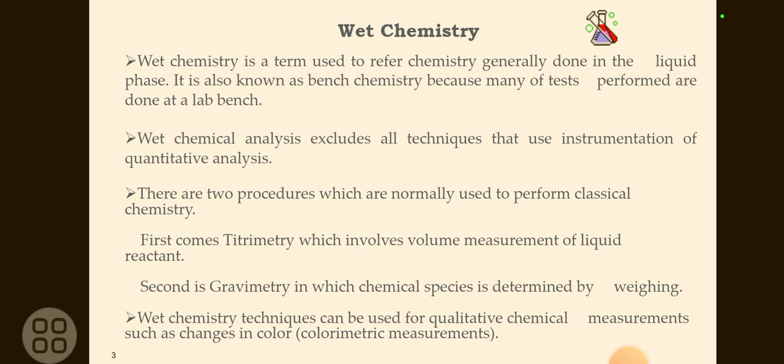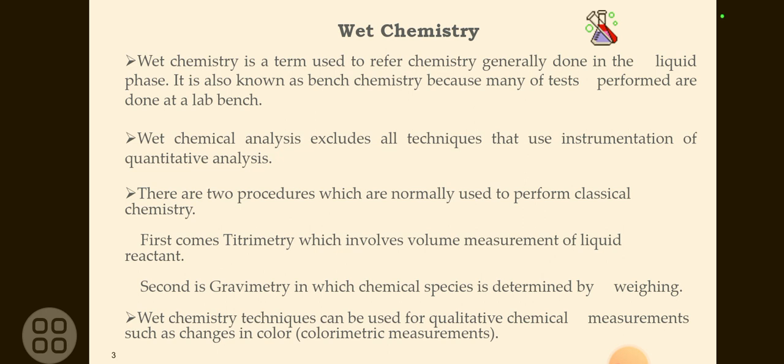Wet chemical analysis excludes the techniques that, like I said, use instrumentation for quantitative analysis. There are two procedures normally used to perform wet chemistry. First is titrimetry, which involves the volume measurement of the liquid reactant or sample on which we perform the analysis. And second is the gravimetry technique, in which we determine the weight of the compound, either the product weight we monitor, or the compound weight after analysis. By that we determine the quality or the quantity of that material.